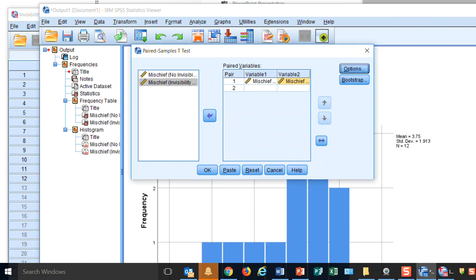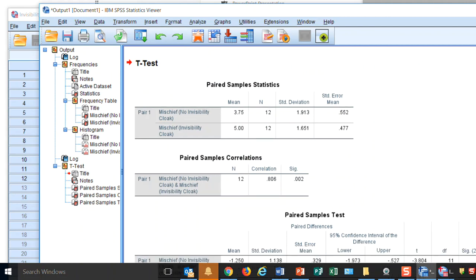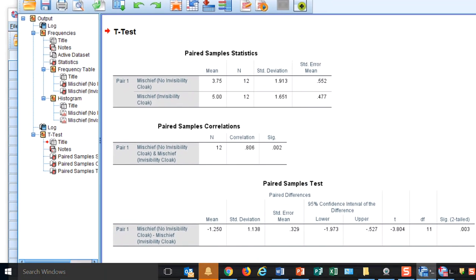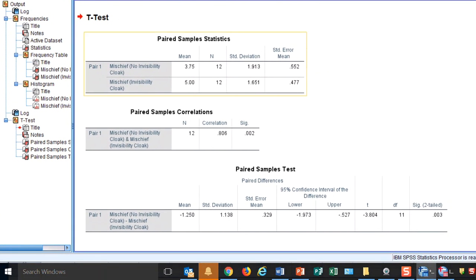Why does it have that? Okay, let's see if this worked. And here's my output. First we're getting some statistics. It's showing us the mean for each of the conditions in this paired sample, the number of students in each of those conditions, the standard deviation, and also the standard error of the mean. It is also showing us something called the correlation, which we're going to learn about. And then finally down here, it's showing us the outcome of the test.